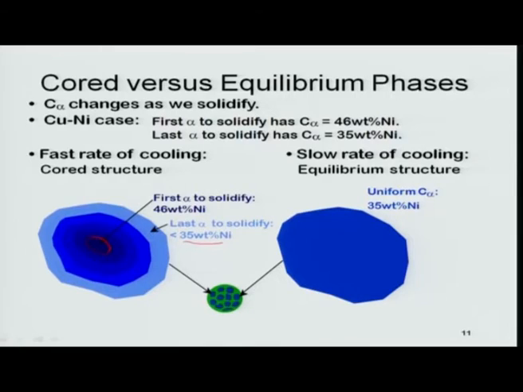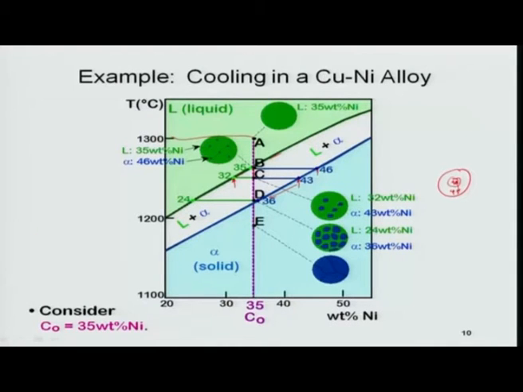As you see in the slide here, as you come from B to C, C to D, what is happening? B will have 46% nickel, C will have 43% nickel, D will have 36% nickel. So you are creating a gradient from the core to the periphery of the solid in which nickel concentration is varying from 46 to 36% or even less.